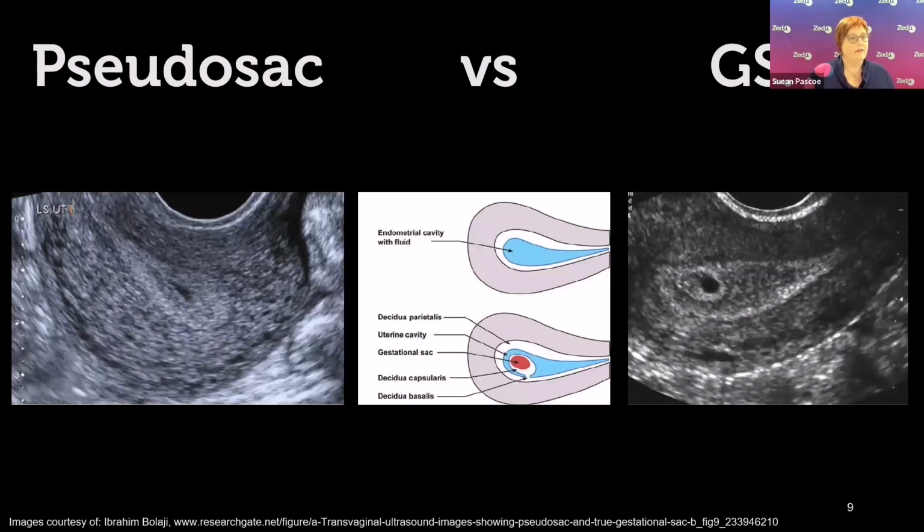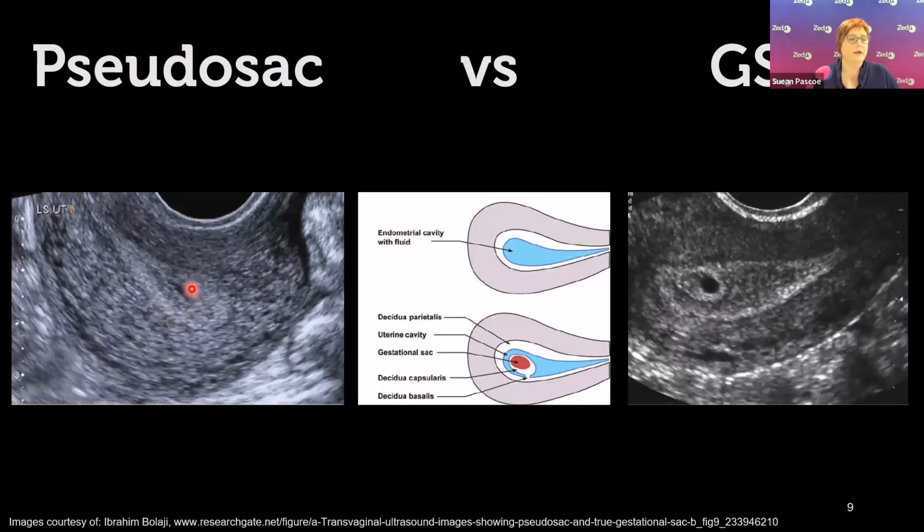So you can also have a pseudosac associated with ectopic pregnancy, and there are a number of mechanisms, but it's most likely thought to be a little bit of blood coming down the fallopian tubes and collecting in the endometrial cavity. And we look at that little cystic space, and if it looks spindle shape or teardrop shape without that double decidual sign, it's likely that it might be a pseudosac.